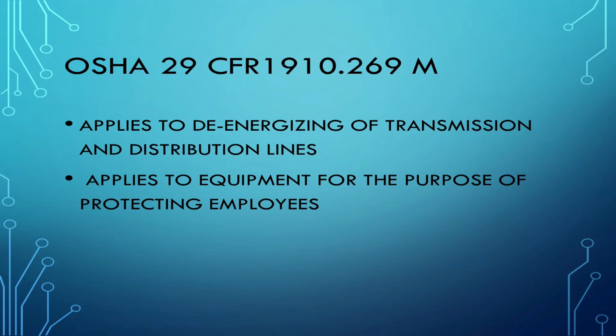1910.269(m) applies to de-energizing of transmission and distribution lines. It applies to equipment for the purpose of protecting employees. Safety is what we're talking about. What makes our job more safe? What is another step we can do day in and day out that gives us another barrier from being injured?